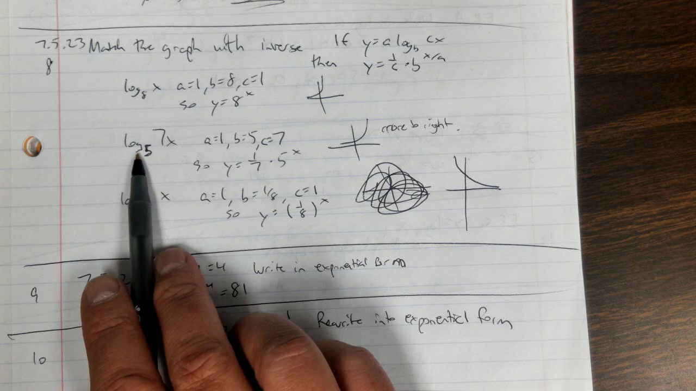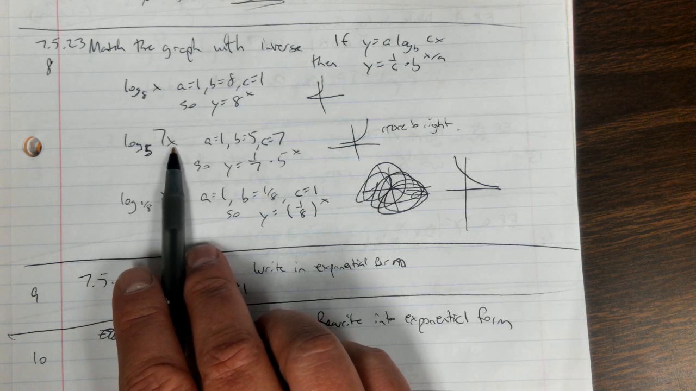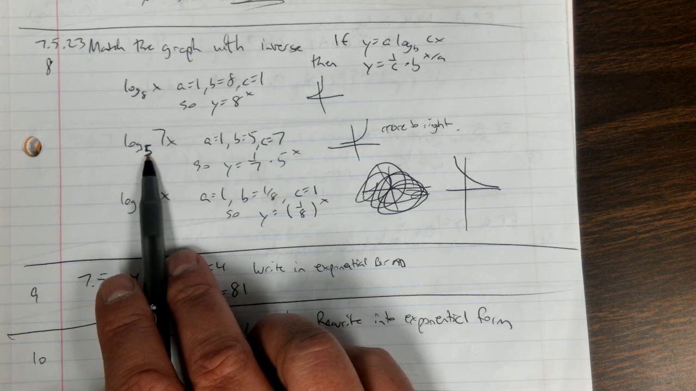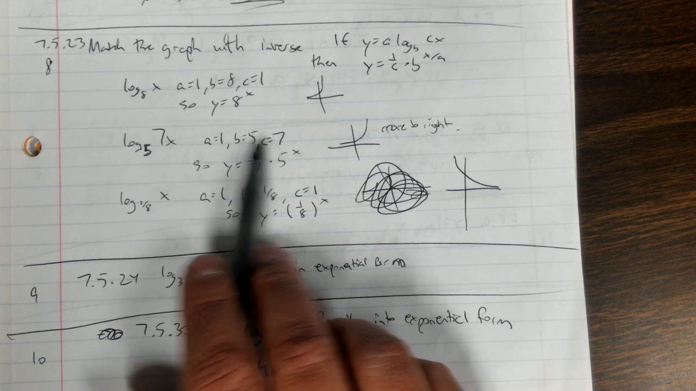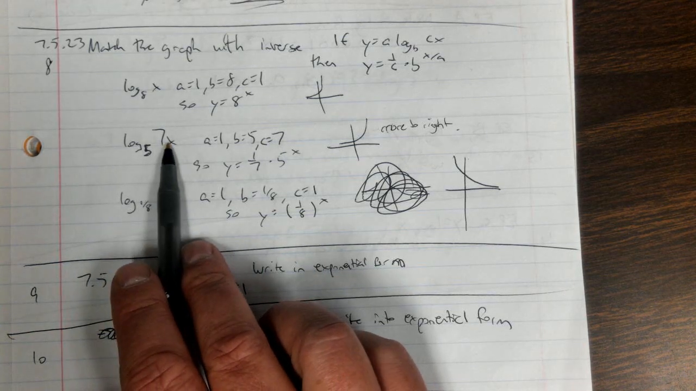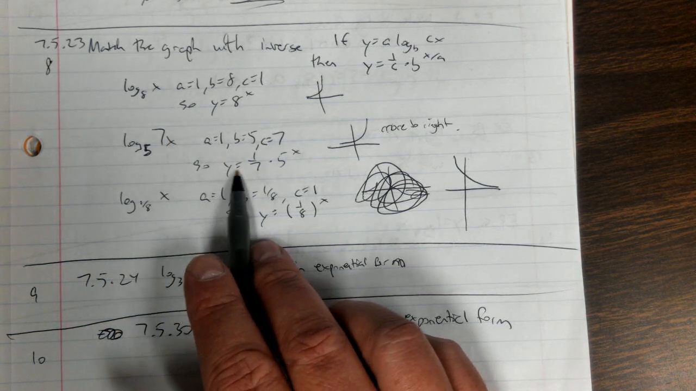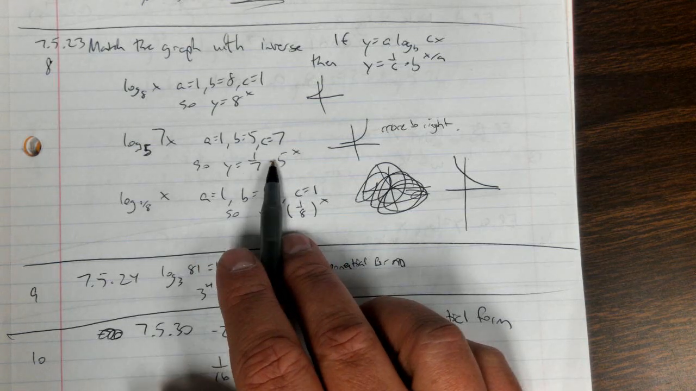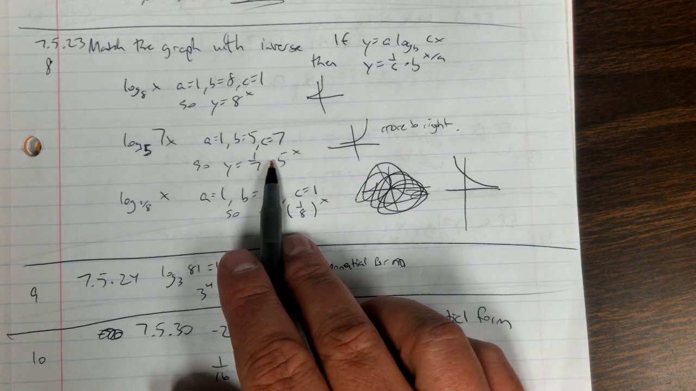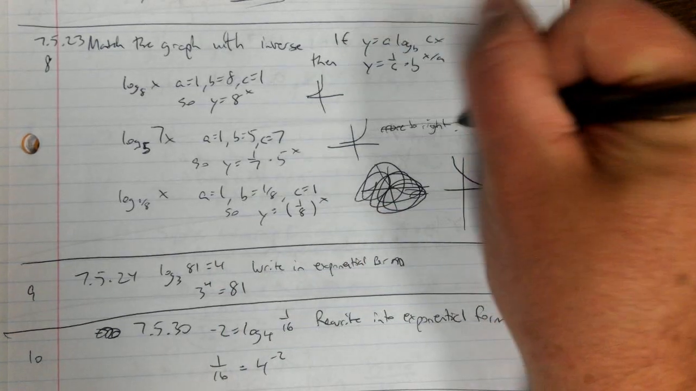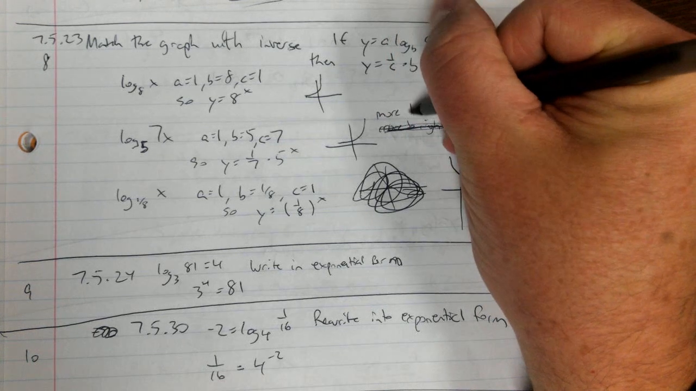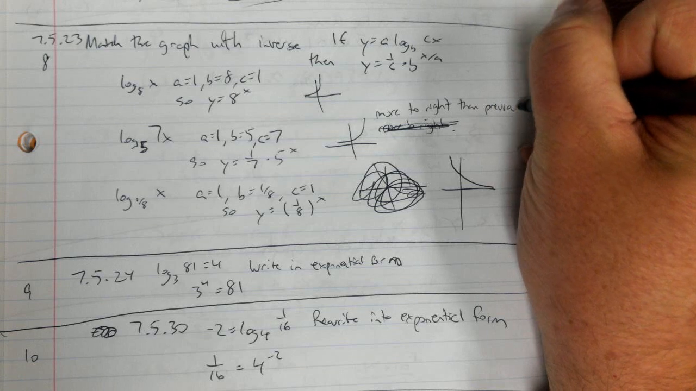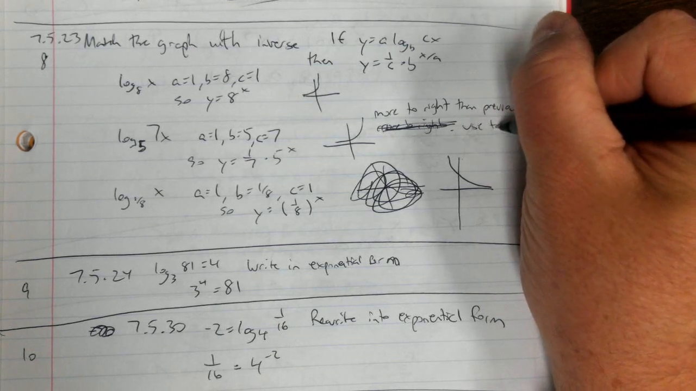Then on this one, log base 5 of 7 to the x, again there's no number in front, so you keep a as 1, your b is 5, and your constant is 7, or coefficient. Your coefficient is 7. So that gives you y equal 1/7 times 5 to the x. And then you want to graph that. Now what I noticed when I did this is it was more to the right than the previous. And you could use your tables.